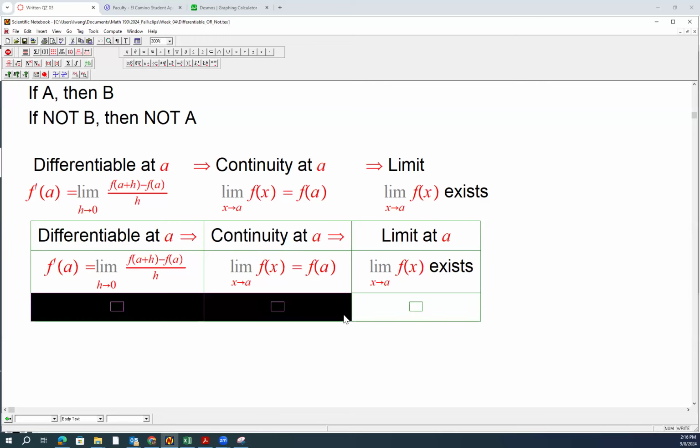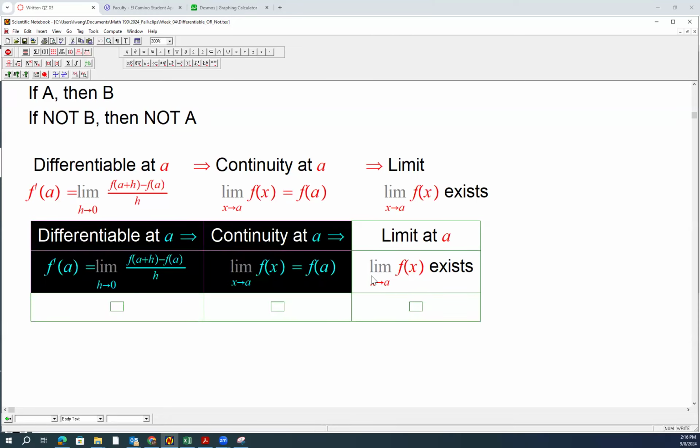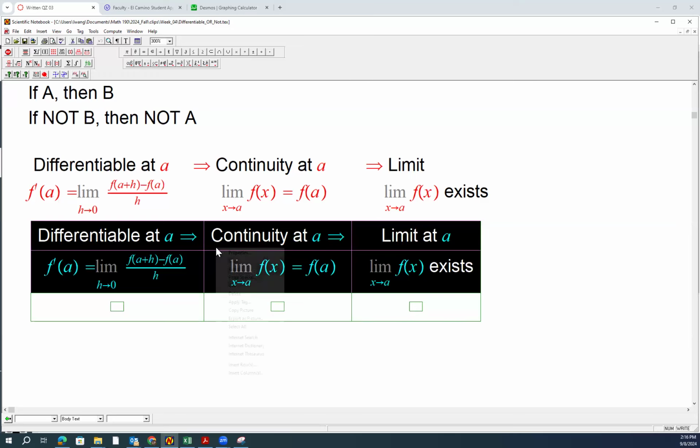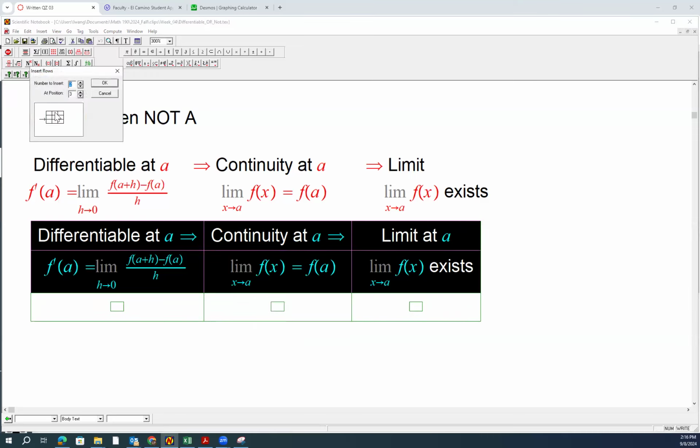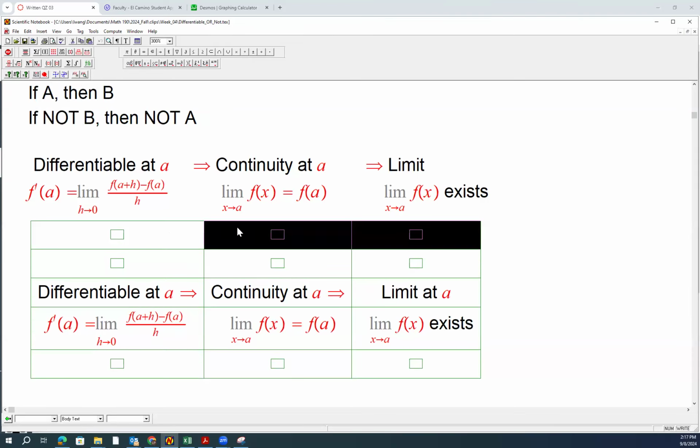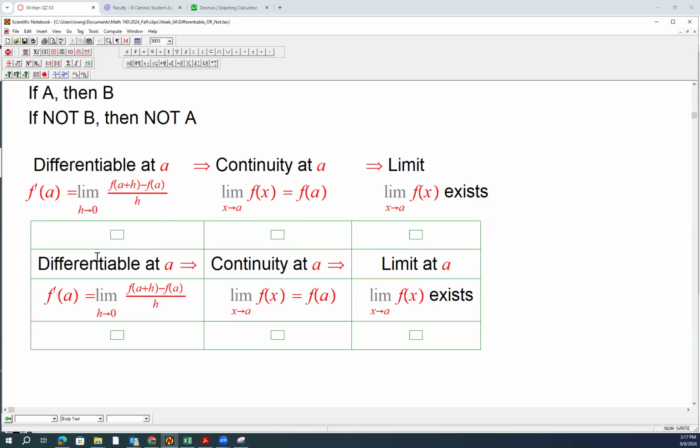What we can do here, okay, so we're going to call this 3 columns. Okay, I'm going to insert a row at point 1. We don't need this one. We'll call this statement A, statement B, statement C.